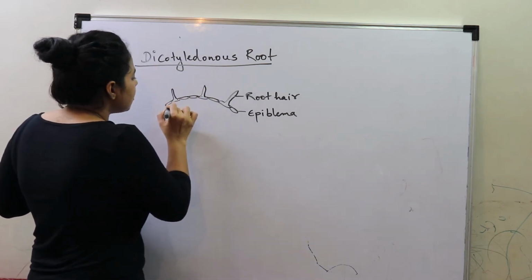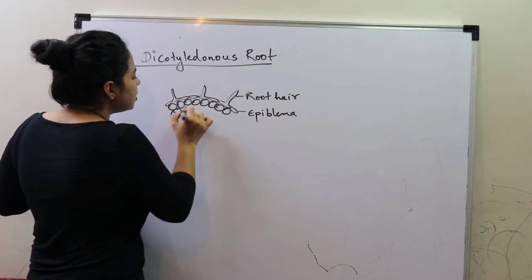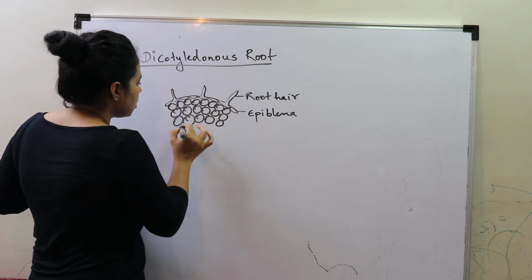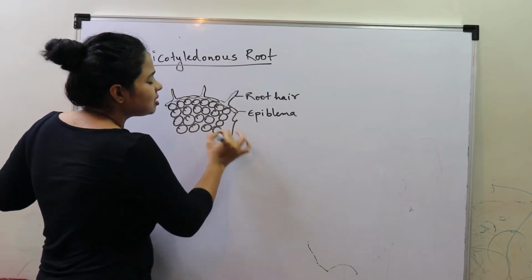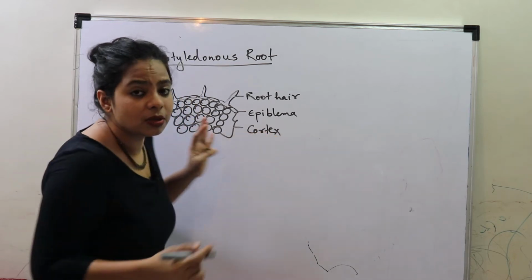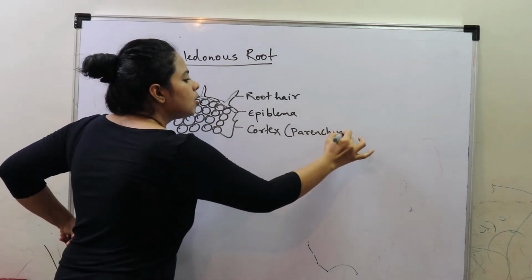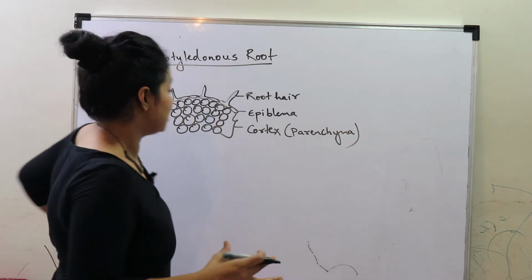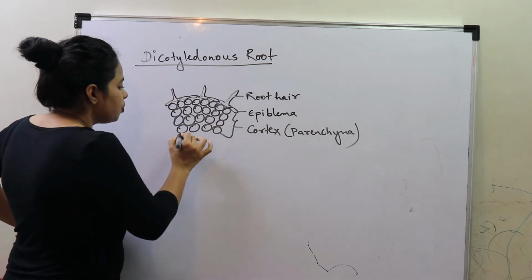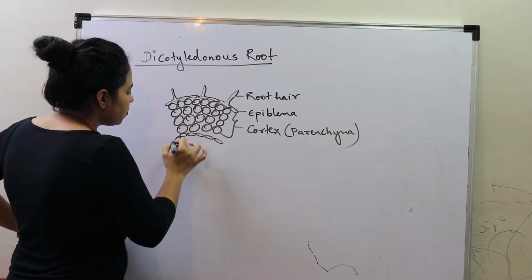So you can see here there are parenchymatous cells with intercellular spaces. This is known as cortex. So these are cortical cells, part of the cortex, which are nothing but parenchyma cells with intercellular spaces. Now after this, inner to cortex is endodermis. You can see here the layers of endodermis.